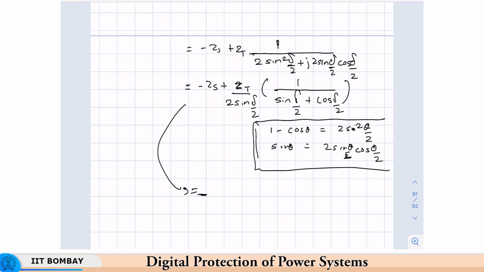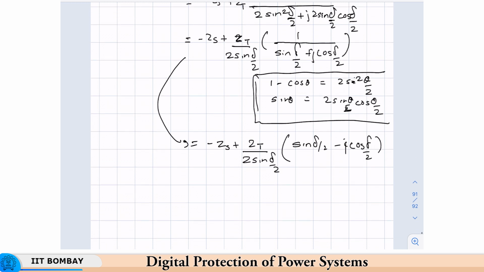is equal to minus Zs plus Zt, 2 sin delta by 2, and we will multiply and divide by sin delta by 2 minus j cos delta by 2. I am sorry, this is j. So, we will multiply and divide by sin delta by 2 minus j cos delta by 2. So, we will get sin delta by 2 minus j cos delta by 2, and the denominator will be 1.